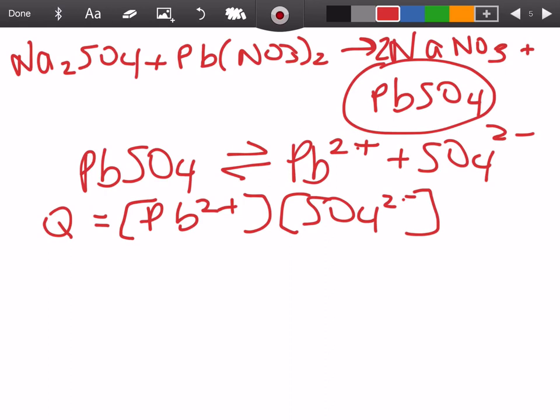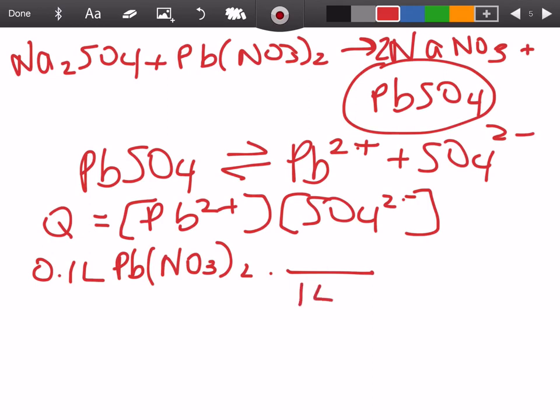It's telling me that I have 0.1 liters of my PbNO3. I'm going to get that to moles first. It tells me my molarity is 8 times 10 to the minus 3 molar, so that means 8 times 10 to the minus 3 moles per liter. And that's going to give me 8 times 10 to the minus 4 moles of Pb2+.